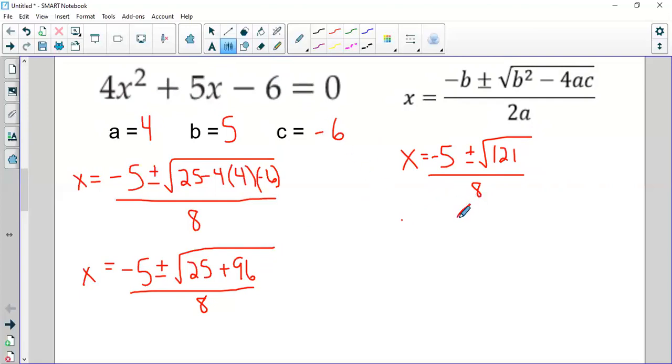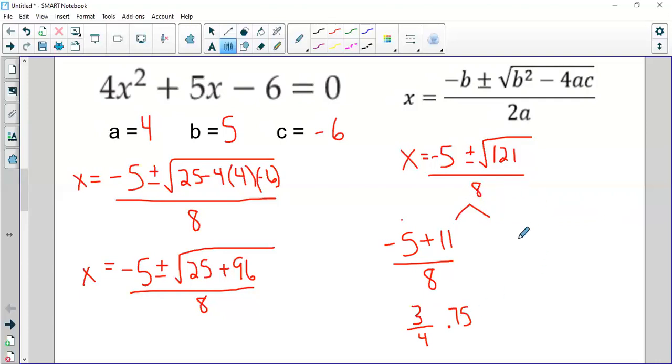So I'm going to split this now into two separate equations. One using plus. So it'll be negative 5 plus square root of 121, which is 11, over 8. Well, negative 5 plus 11 is 6. 6 over 8. I'm going to simplify to become 3/4. Or if you want to, depending on what the problem tells you, it might ask you for a decimal instead. It'll be 0.75. So make sure you read the directions of the problem. Does it want a fraction? Does it want a decimal?